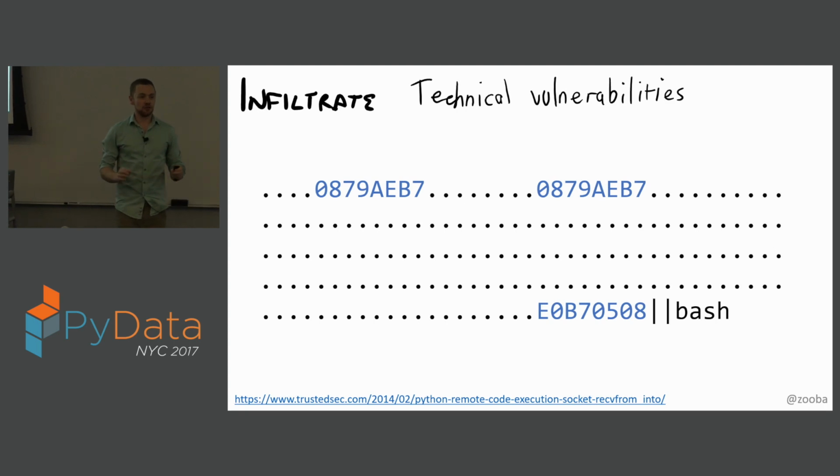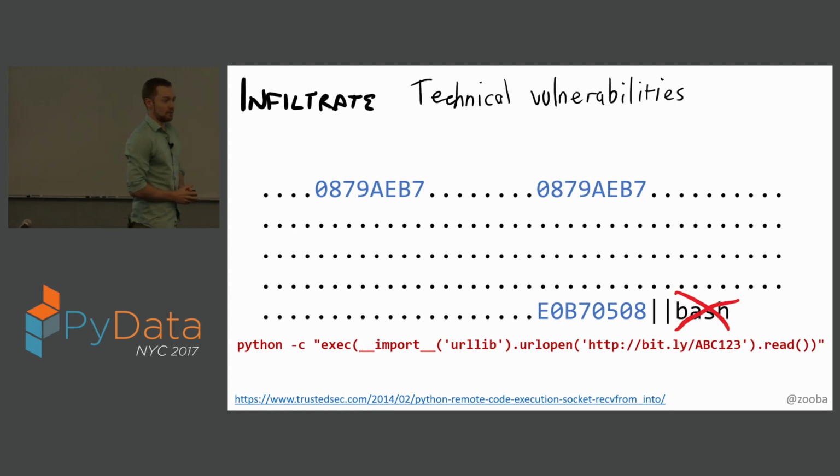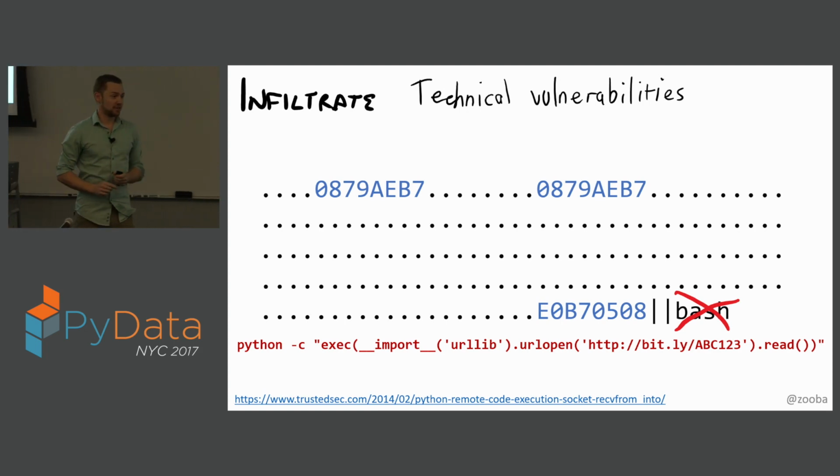That is the address for this particular target system of the system function. And then the bit that comes after it is the argument we're going to pass to it. We're going to execute bash. This is a proof of concept. You'd more realistically have some sort of command like this, which is going to go off and grab some arbitrary code from the internet and run it with Python on your machine. How do you prevent people getting into your systems through these kind of vulnerabilities? The answer, patch all the things all the time.